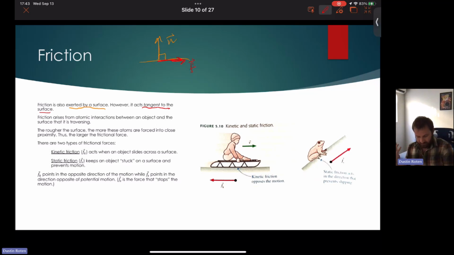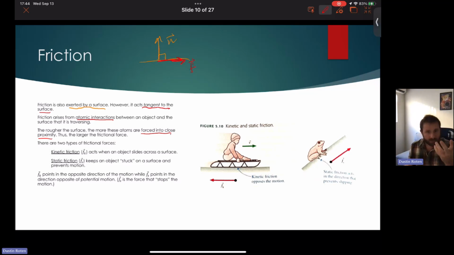Again, friction arises from those atomic interactions between the object and the agent. So essentially, you have your molecules and your atoms in one object and then the other, and as they scrape along each other, that interaction is what's going to resist the motion. So this is really just atomic interactions. The rougher the surface, that just means there's more chances for those atoms to interact. They're forced into close proximity. So, you know, just more surface area and more chances for these things to rub against each other on a really rough surface. Now, there are two types of frictional forces.